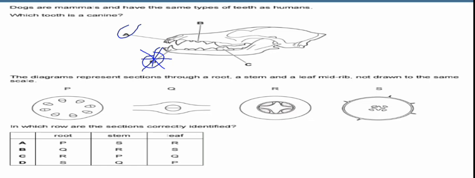So as for the root, it is R. Then the stem is going to be P. Then as for the leaf, it is going to be Q. Also, S is also the root. But one thing that you need to know here is that they are saying correctly identified. So the answer here is C. So we can underline C.